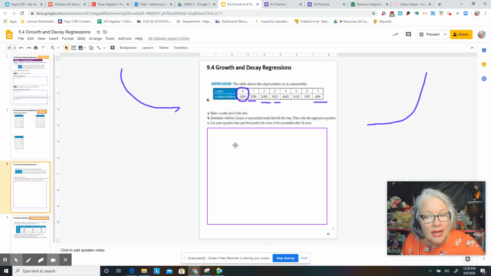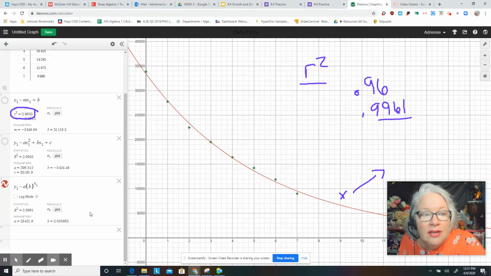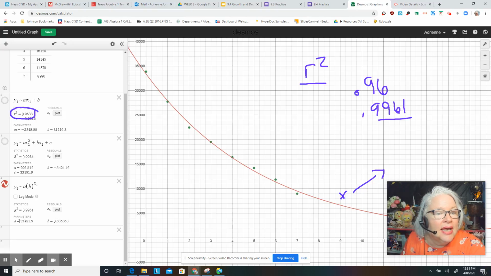We did A, make a scatter plot of the data. I would love for you guys to take a screenshot of that and stick it in this box. B, determine whether a linear or exponential model best fits the data. Write the regression equation. So, which one fit better? It was exponential. And our regression equation right here.